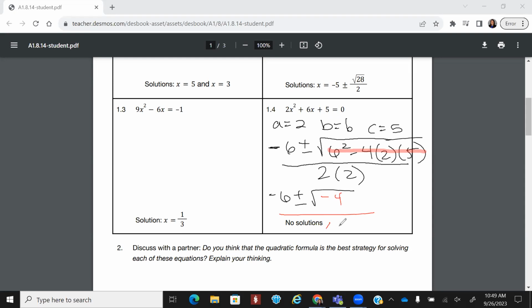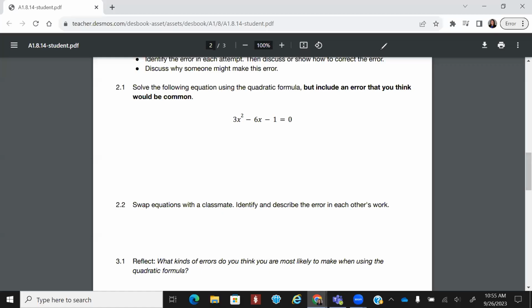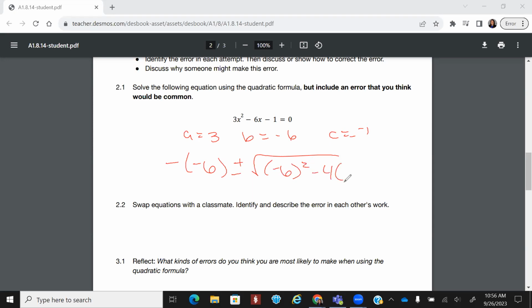And on the bottom, we would get +4. What do we know about taking square roots of negative numbers? You can't. What does that give us? No solution. So if it's a, you're going to identify your A, B, and C, and you're going to plug in. So that's going to give me -6 plus or minus the square root of -6 squared minus 4 times 3 times -1. All over 2 times 3.